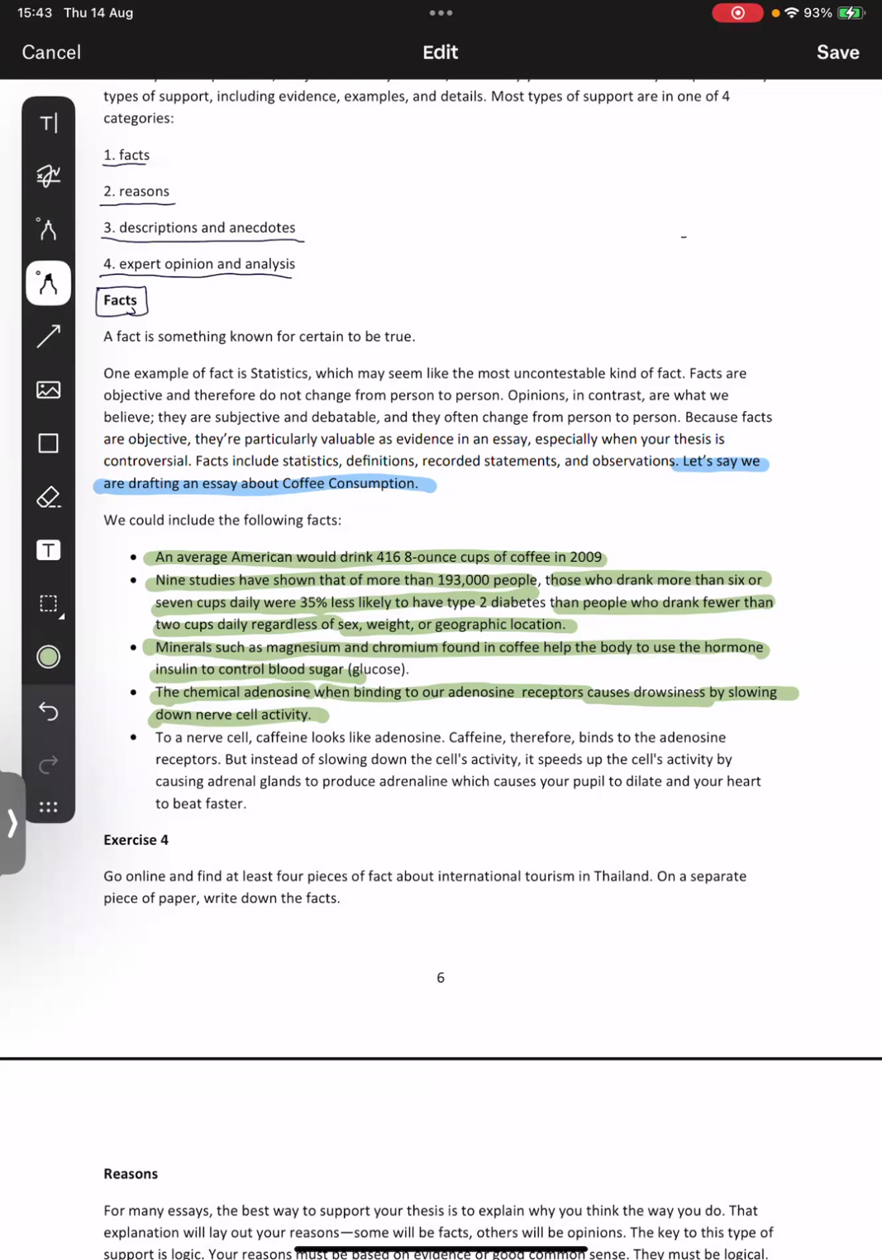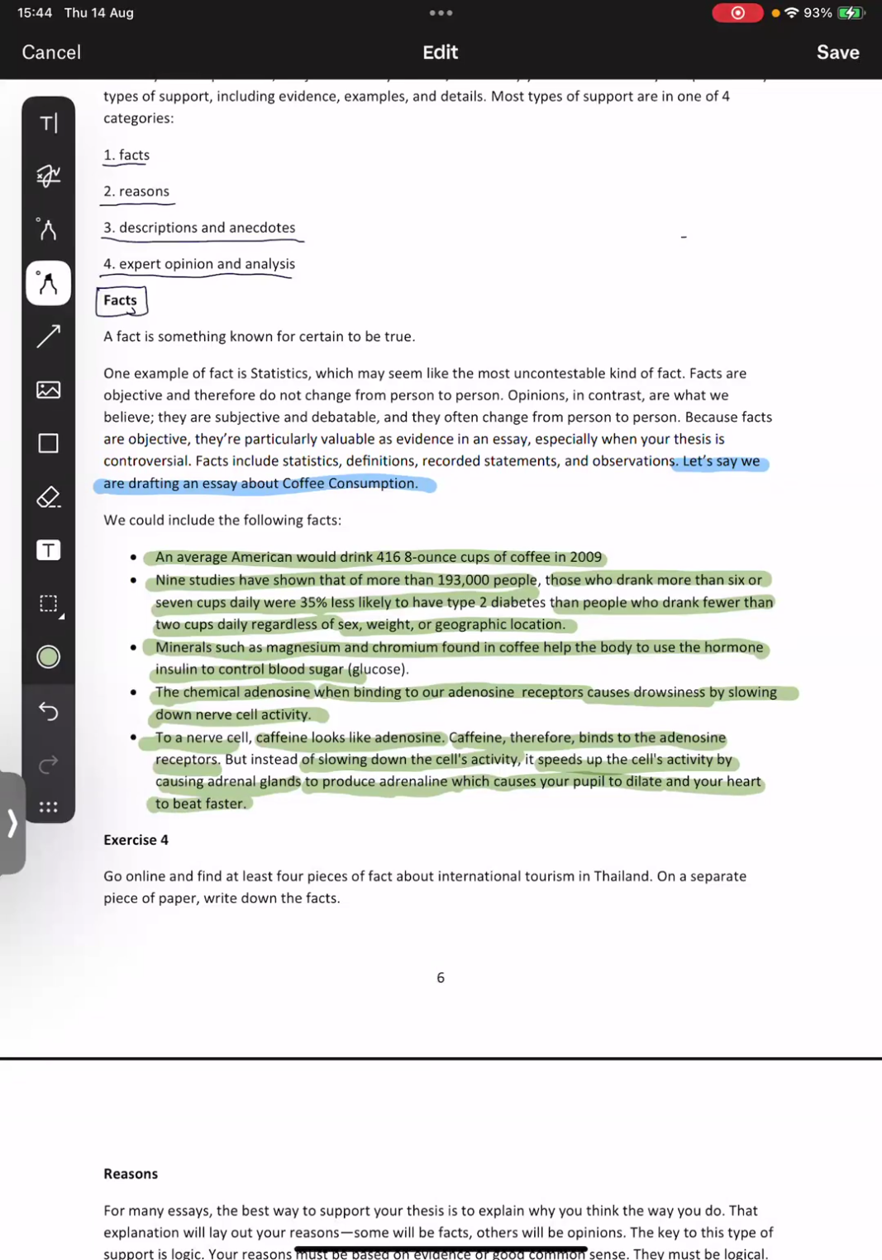Right. Okay, so another interesting fact: to a nerve cell, caffeine looks just like adenosine, right? And when it binds to the adenosine receptor, it will slow down the nerve cell's activity. Okay? No, it's not slowing down. Instead of slowing down, it speeds up the cell activity. It causes the adrenal gland to release adrenaline, which is the chemical that will cause your pupils to open up and your heart to beat faster.